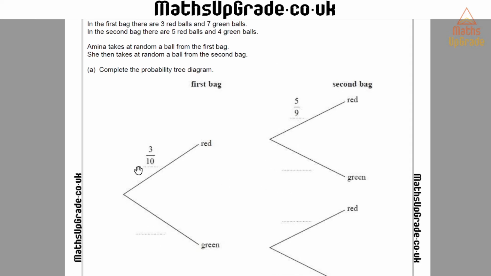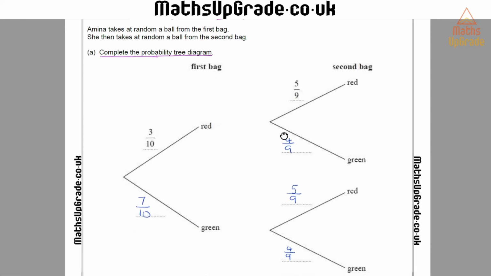So you can see some of the fractions are already completed here on the tree diagrams. We need to complete the other fractions. The first thing you can just say is that since there's either red or green in the first bag, this fraction here must add up with this fraction to give one whole one, since they're mutually exclusive events. So this fraction here must be 7/10. But also you can tell that from the question here as well. It says that in the first bag there's 7 green balls and there must be 10 altogether, so this fraction must be 7/10.